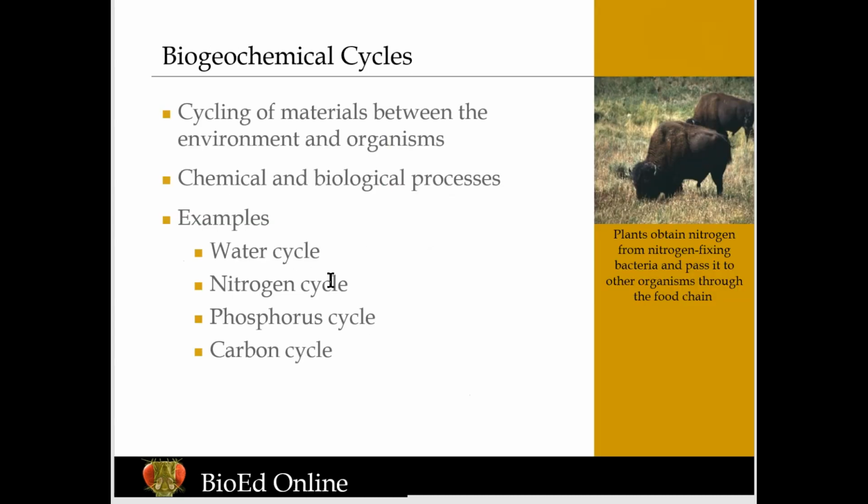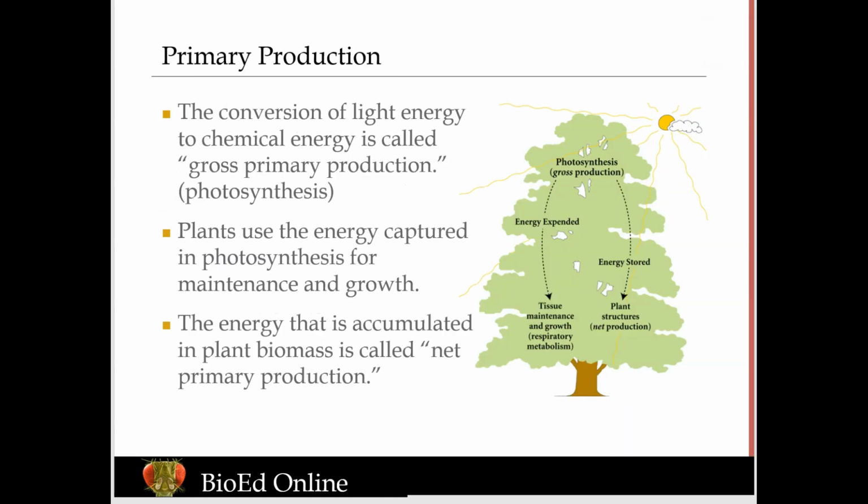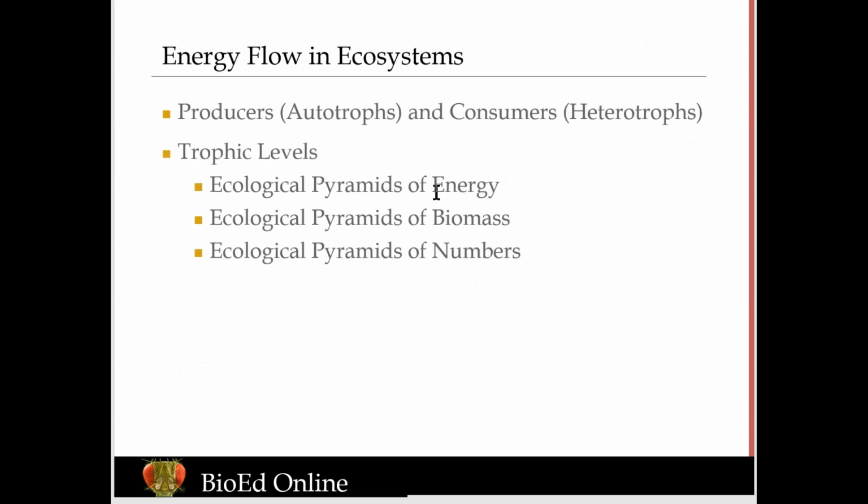All right, and that's a quick introduction, anyway, of primary production. You want to know GPP, gross primary production. What is that versus net primary production? You kind of want to understand this diagram of photosynthesis. We have energy expended and we have energy stored. This is what gets on to the next trophic level. You want to understand that there are trophic levels and they can be measured by energy, biomass, or simply numbers.